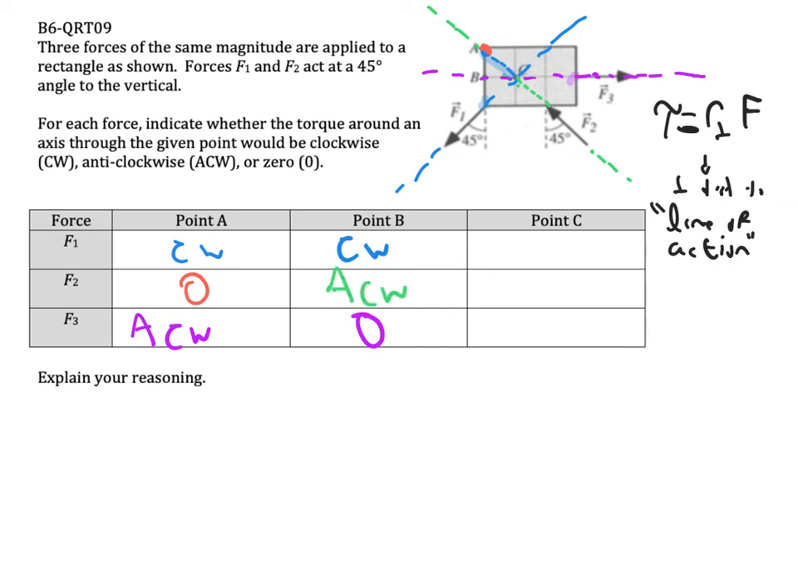And then for the final one, if we look at point C, we get some interesting things going on here. The blue line goes through point C, so there's no torque. And the green line goes through point C, so there's no torque. And the purple line goes through point C, so there's no torque. So that's how that ends up.